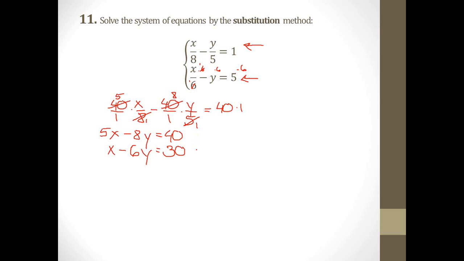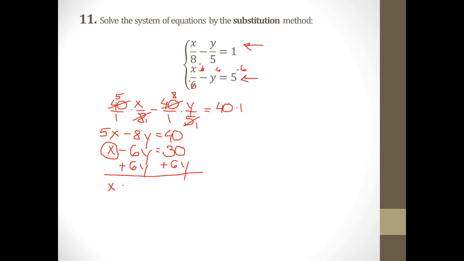Okay, so now we have no more fractions, and we are supposed to use the substitution method. Right here I see my x variable all by itself, so I'm going to use this equation to get x by itself. I'm moving 6y to the other side by adding 6y to both sides.